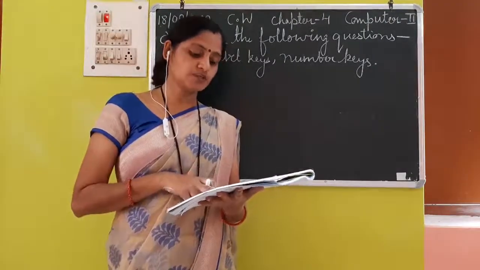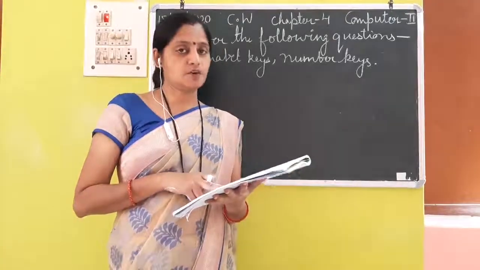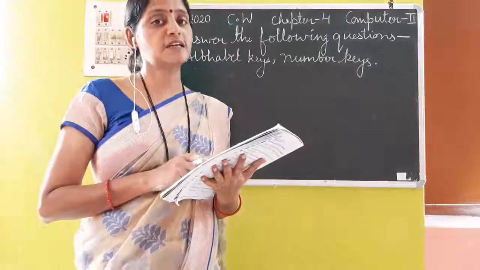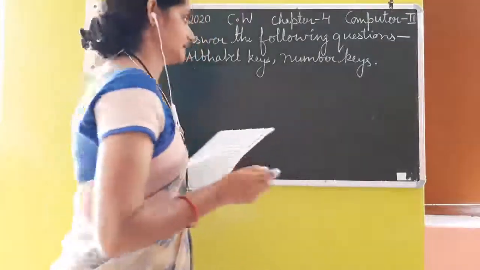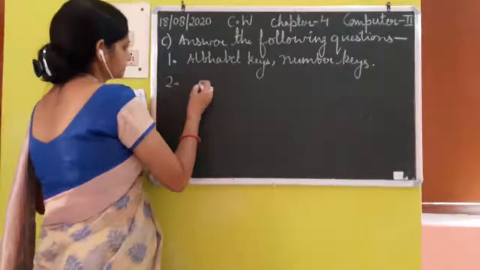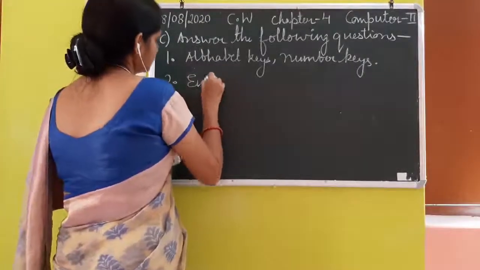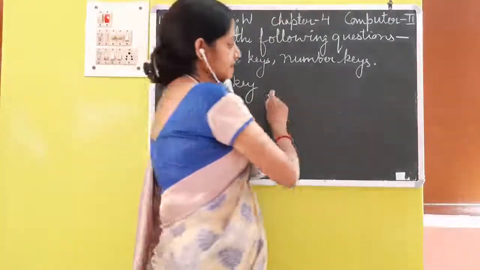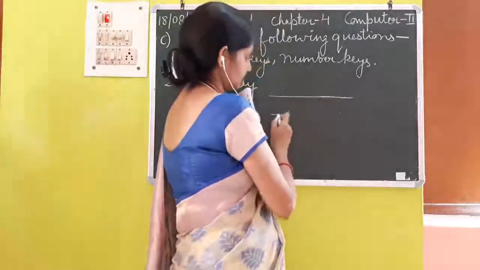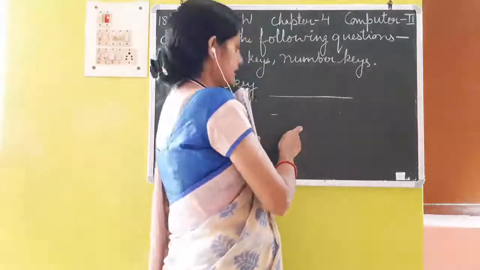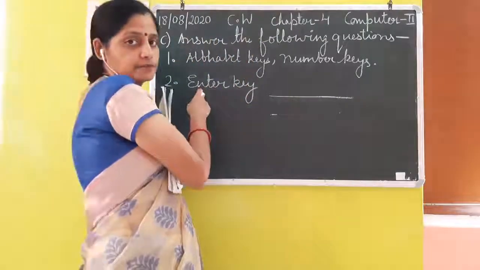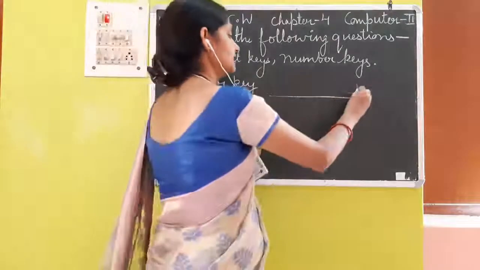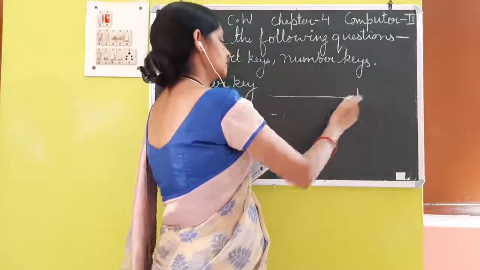Which key is used to move the cursor to the next line? Children, if you want to go to the next line, you will use enter key. Suppose you are writing in this line and you want to go to this line. After this, you will write here enter key. So you will use enter key. When you press enter key, you will come to this line.